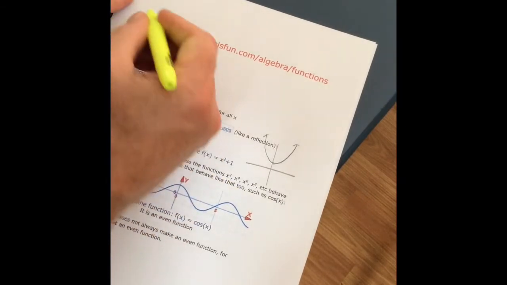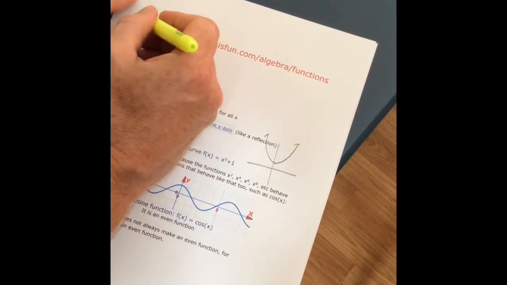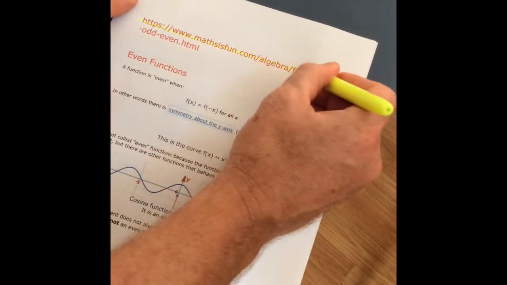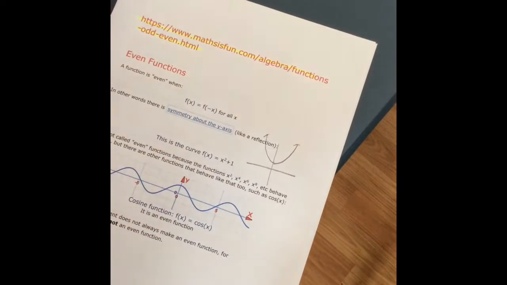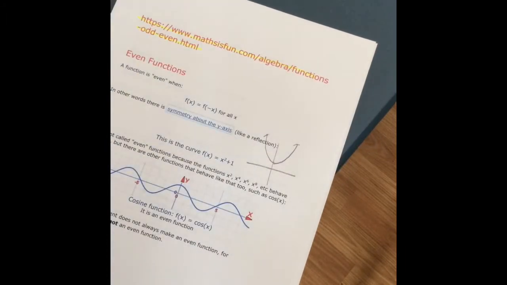It comes from this website. If you want to take another look at it, they have a lot of good information. It's the Math is Fun website, mathisfun.com. This is in the algebra section, functions, and it's talking about odd and even. All right. So, just so happens, that is also your next section, odd function, even function.